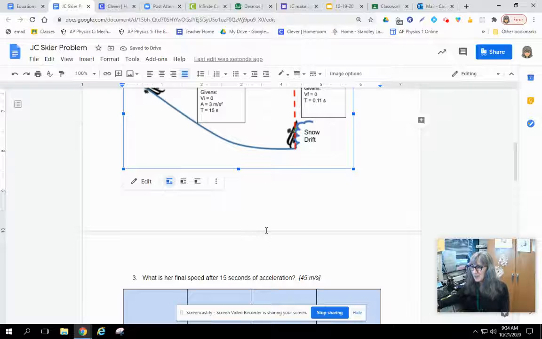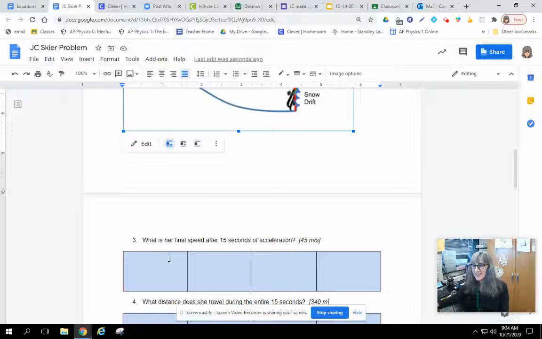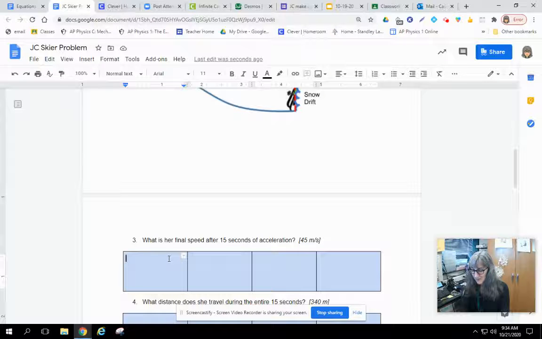So now we're going to do some problems. What is her final speed after 15 seconds of acceleration? So we start with the givens. Remember that those need equal signs. VI is equal to 0. The acceleration is equal to 3 meters per second squared. I'm going to do my superscripts later. T is equal to 15 seconds, and we are looking for the final velocity.